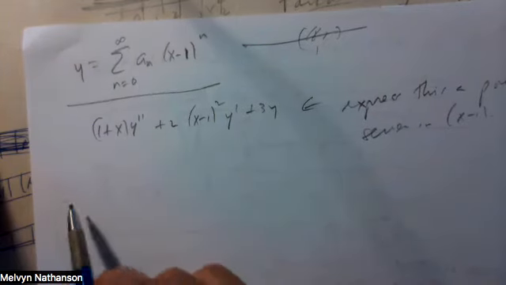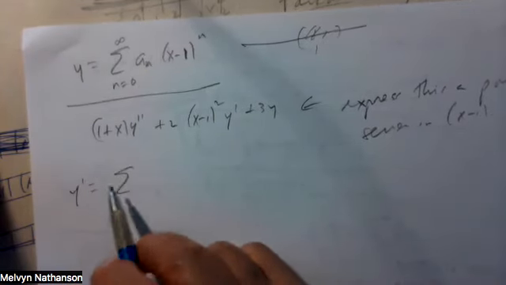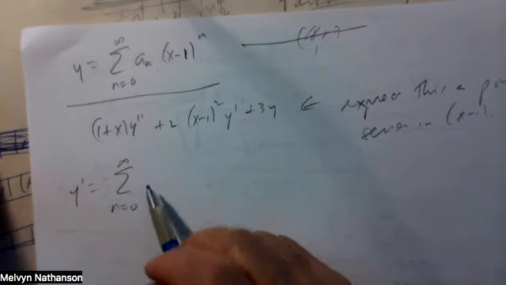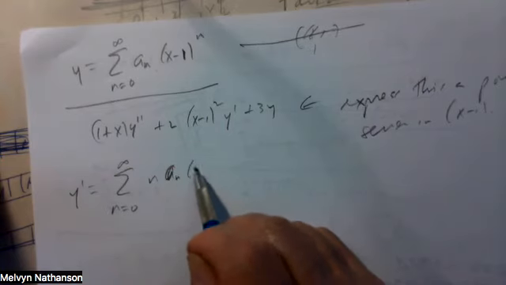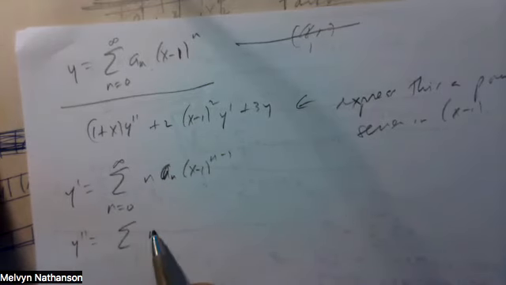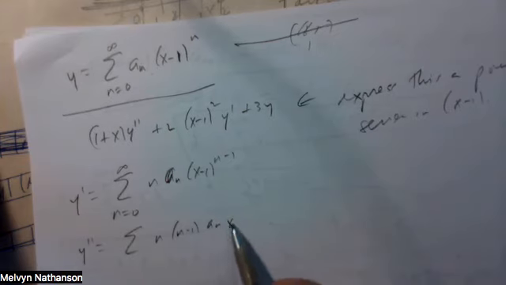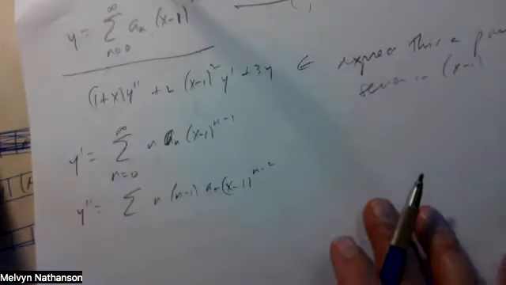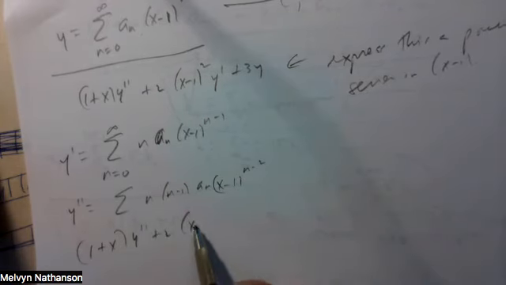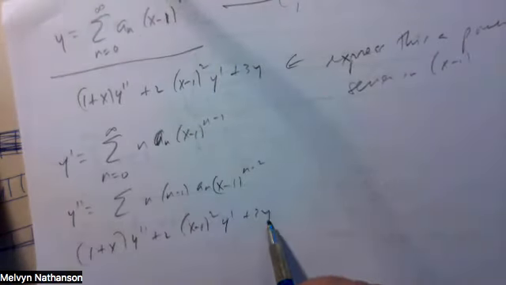So if this is y, y prime is the summation, n goes from 0 to infinity, n a sub n (x minus 1) to the n minus 1. And y double prime is the summation of n(n minus 1) a sub n (x minus 1) to the n minus 2. So 1 plus x, y double prime, plus 2 (x minus 1) squared y prime, plus 3y, how can we write that as a power series in x minus 1?